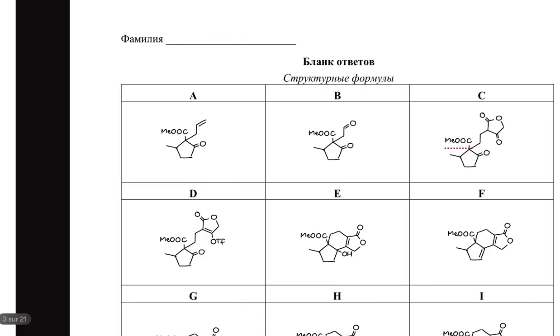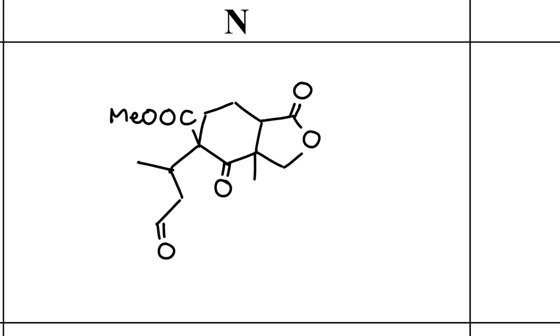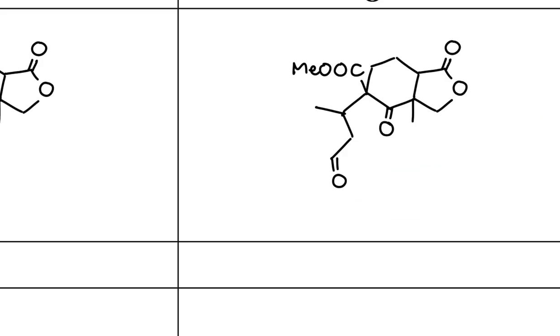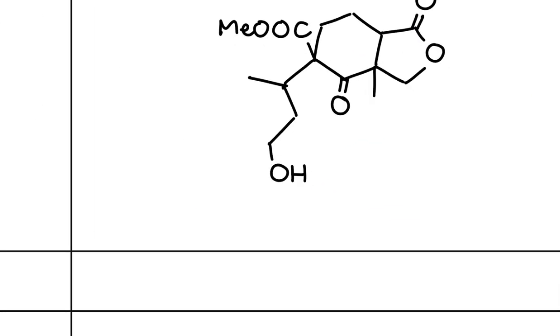So, how many double bond equivalents do we have in N? We have 1, 2, 3, 4, 5, and 6. So only one carbonyl is being reduced by a reducing agent, and it's going to be this carbonyl. Why? Because, of course, we all know aldehydes are more reactive than ketones. So, of course, it's going to be reduced first.